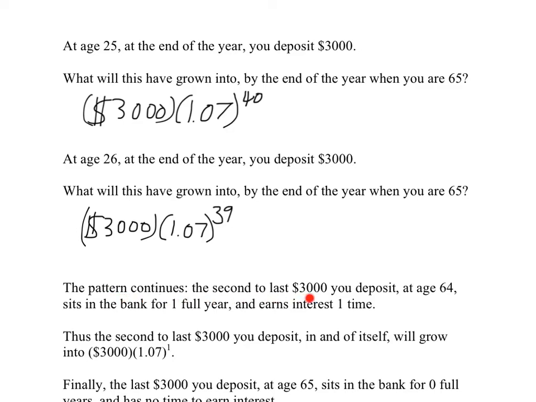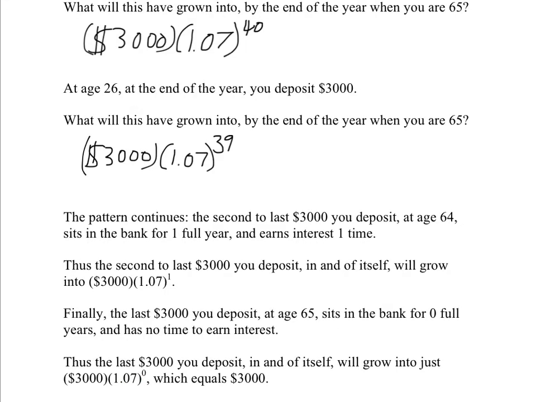All the way near the end of this long sum, you can look at the second to last $3,000 you deposit. That's happening when you're 64, and that $3,000 gets to sit in the bank for just 1 year, and therefore earns interest just once. That means it grows from 3,000 to 3,000 times 1.07, or 1.07 to the first power. Finally, the last $3,000 you deposit at age 65 sits in the bank for 0 years. It has no time to earn interest. So that last $3,000 grows into $3,000 times 1.07 to the 0. So just for completeness, we're writing it out in the same format as the other terms.